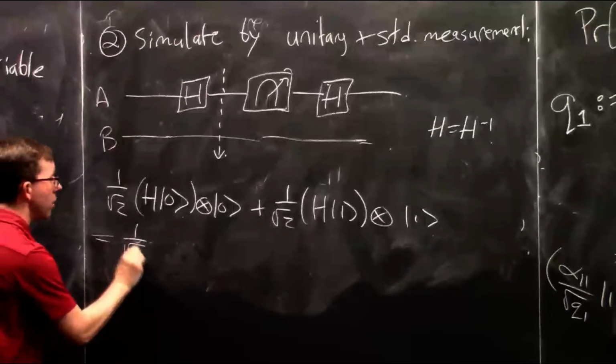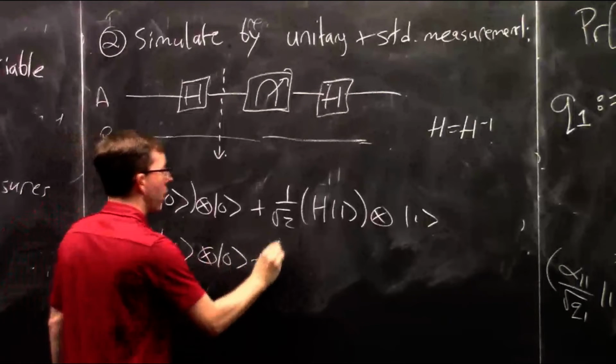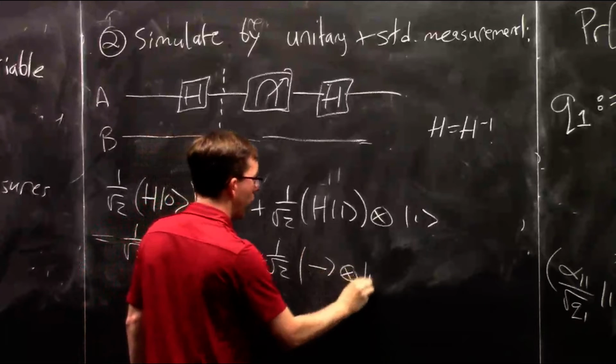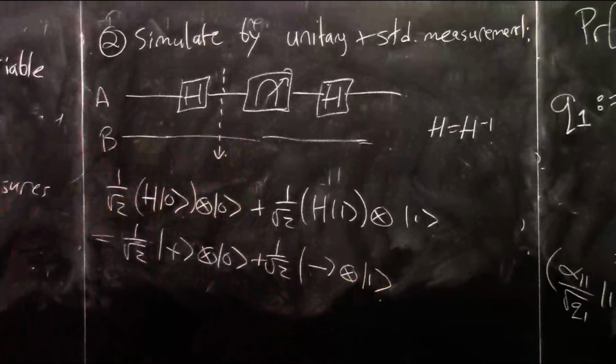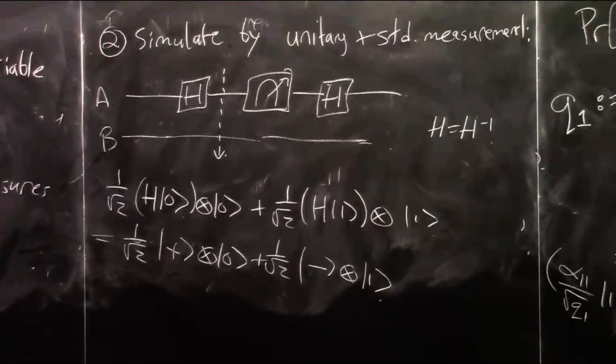So this is 1 over root 2, like I say, plus tensored with 0, plus 1 over root 2, minus tensored with 1. And let me just expand out the definition of plus, right? It's the thing 1 over root 2, 0 plus 1 over root 2, 1. And I guess minus is 1 over root 2, 0 minus 1 over root 2, 1.